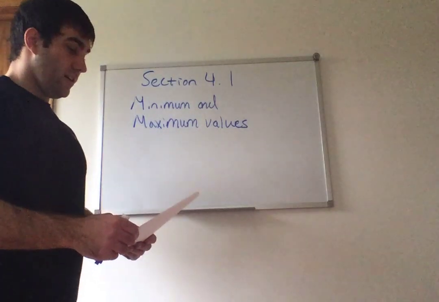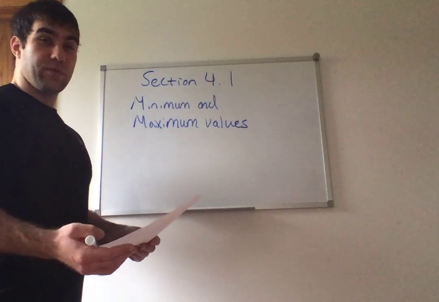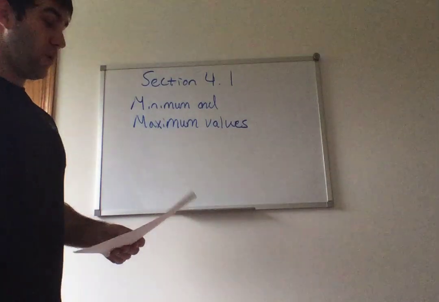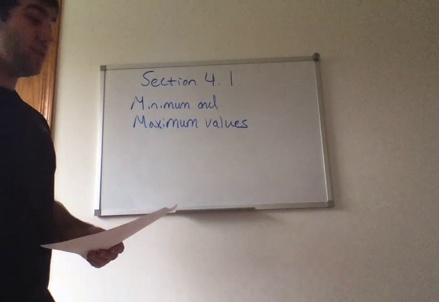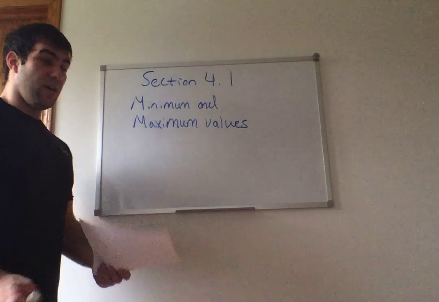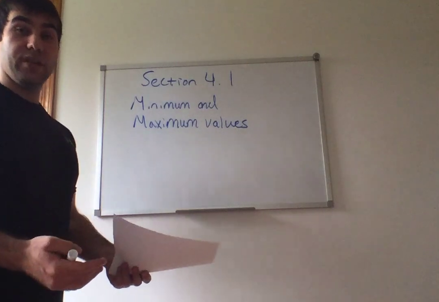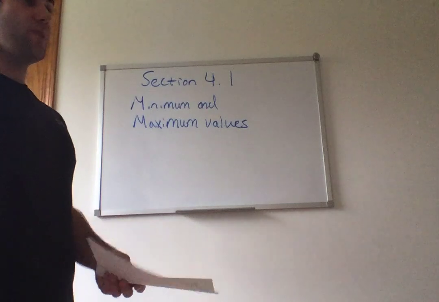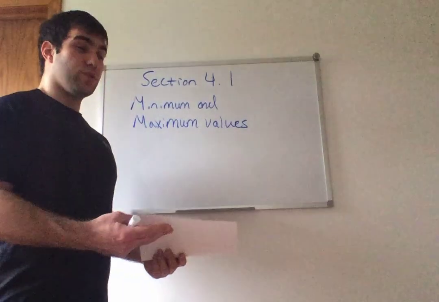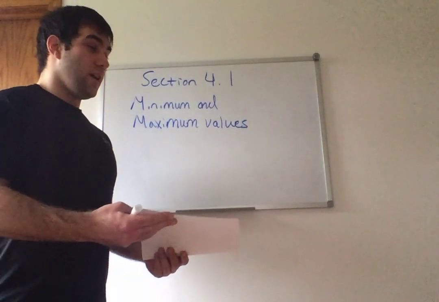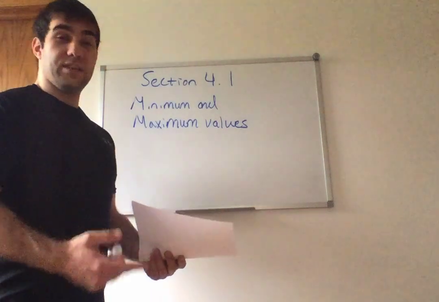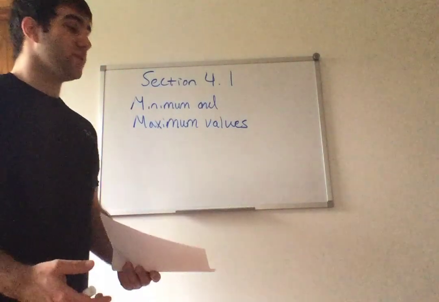Hello, class. We're going to start chapter 4 now. This is section 4.1, minimum and maximum values. If you recall, back in chapter 3, we learned how to take derivatives, many various ways to take derivatives. We have the power rule, quotient rule, the chain rule, product rule, logarithmic differentiation, a whole bunch of rules.